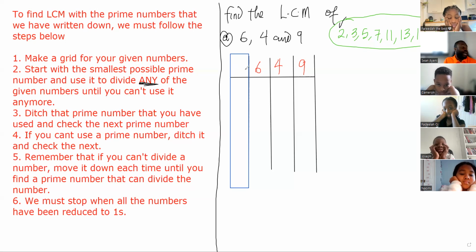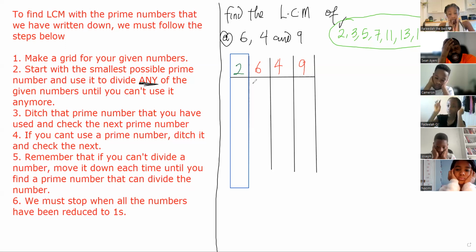So we said we can use 2, right? You guys agree with me that we can use 2? Naomi, can we use 2? Yeah. Because even though 9 is not divisible by 2, the others are divisible by 2. So let's go. 6 divided by 2. How many 2 can we get in 6? Aiden, 6 divided by 2 is what? 3. Thank you, Aiden. What about 4?